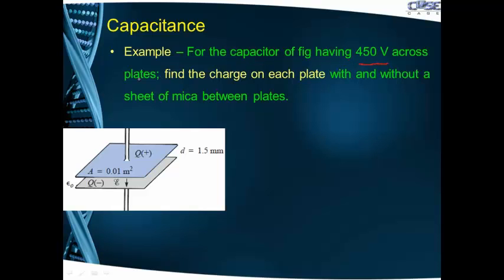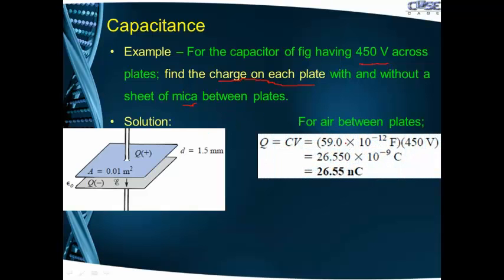So next example is for the capacitor of the figure having 450 volts. So this is the same capacitor. Now you are asked to find the charge on each plate with and without mica. So first of all, without mica, that is with air between plates, Q would be equal to C into V, as we know. C is the capacitance we have already found in the previous slide. It is 59 picofarad and voltage is given, so charge would be 26.55 nanocoulomb.